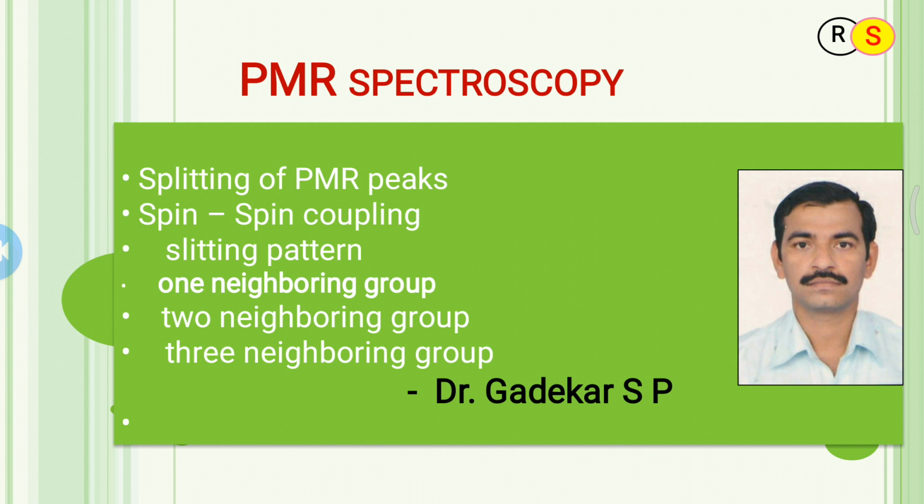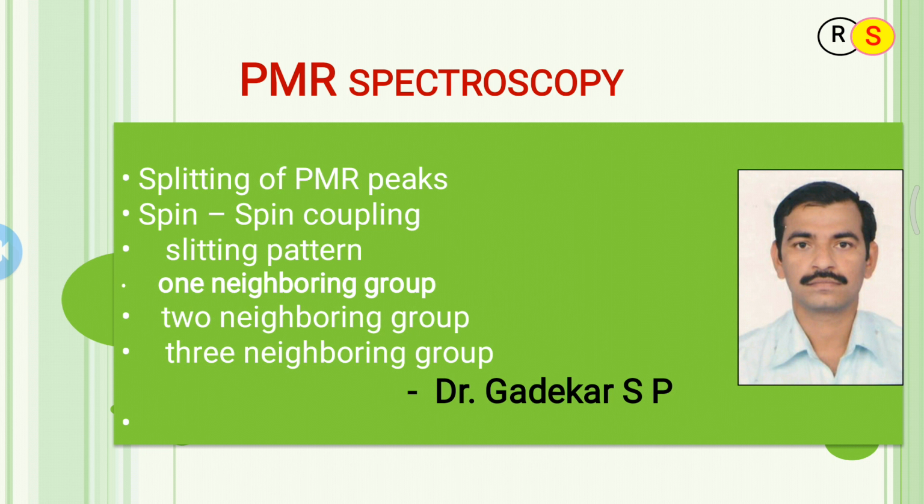Today we also discuss the area under the peak. The area under a peak depends on the number of protons which produce that peak. The area under the peak in a PMR spectrum is directly proportional to the number of protons which produce that peak. These points were also discussed in the last lecture.